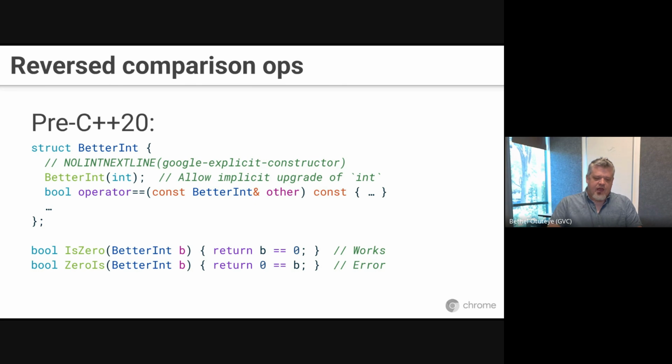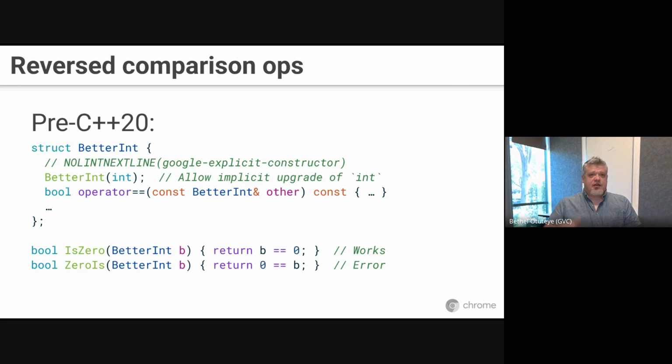And I've decided that I want to make it easy for people to port their use of the old busted int over to my cool betterInt class. So I give an implicit constructor that lets people upgrade. And then I write a comparison operator against other better ints. Now, plausibly, people might want to compare against ints as well.